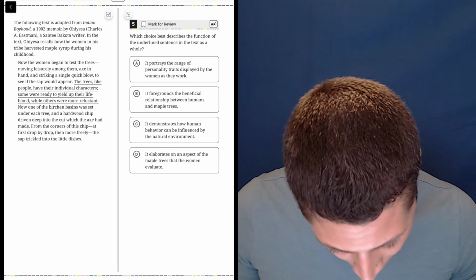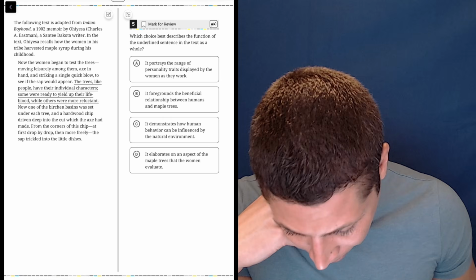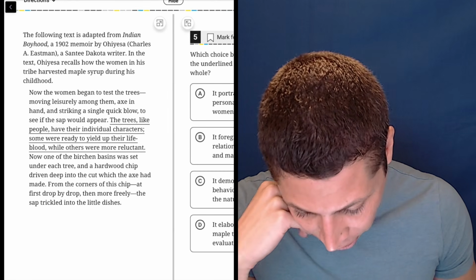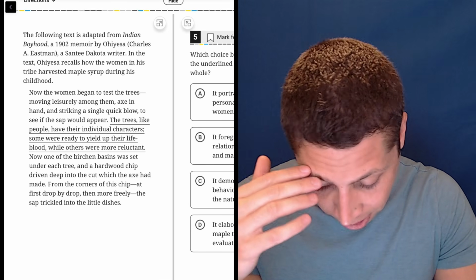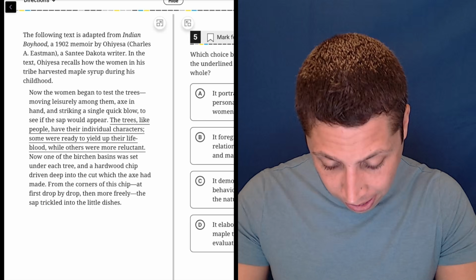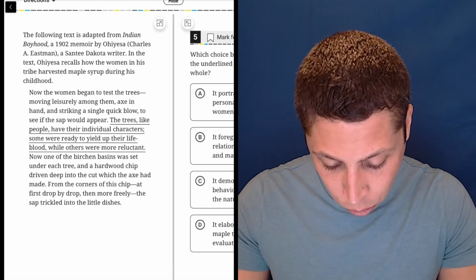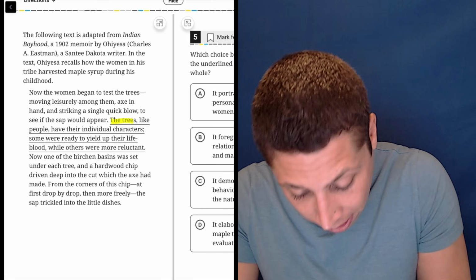Okay. Which choice best describes the function of the underlined sentence? Okay. This is some writer and the text. This person recalls how the woman in his tribe harvested maple syrup during his childhood. Okay. Now the women begin to test the trees, moving leisurely among them, axe in hand. Okay, so this is describing it. The trees, like people, have their individual characters. Some were ready to yield up their lifeblood, while others were more reluctant, so it's describing the trees.